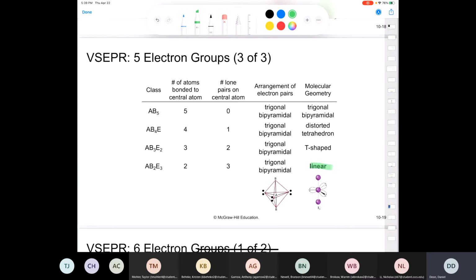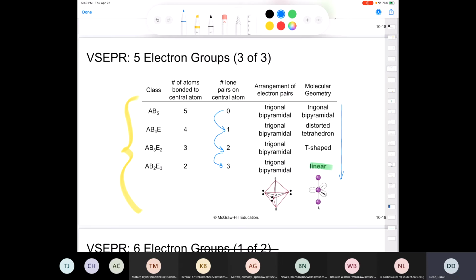So whew, there's a lot, right? When you have 5 electron groups, there's a lot going on. There's a lot of possibilities. Let's go over this again. You can go from the trigonal bipyramidal to the distorted tetrahedron or the seesaw to the T-shape to the linear. And of course, that's going from 0 to 1 lone pair on the central atom to 2 lone pairs to 3 lone pairs on the central atom. Capiche? All right. If it was easy, anybody off the street could do it, right?